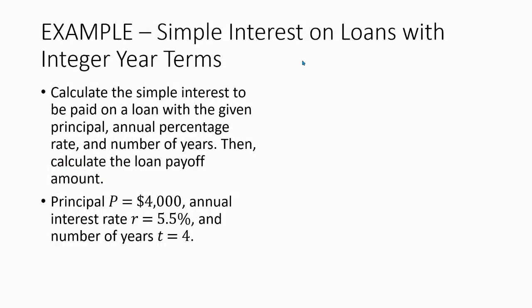So our first example is asking us to calculate the simple interest to be paid on this loan and then calculate the loan payoff. So we're going to need two formulas. Simple interest formula is I equals principal times rate times time. The formula for the payoff, or the total amount that we owe, is T equals principal plus interest.